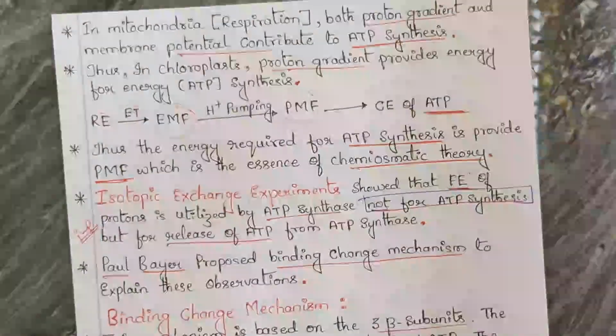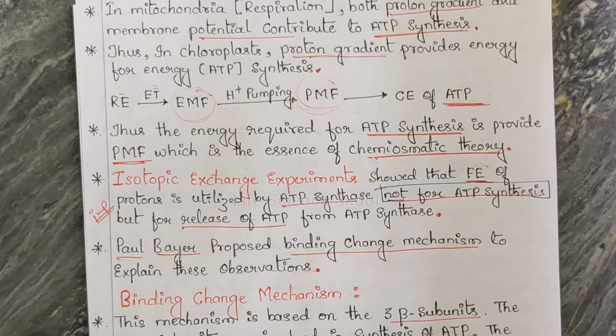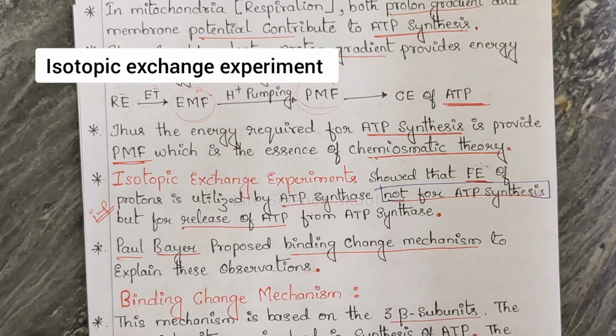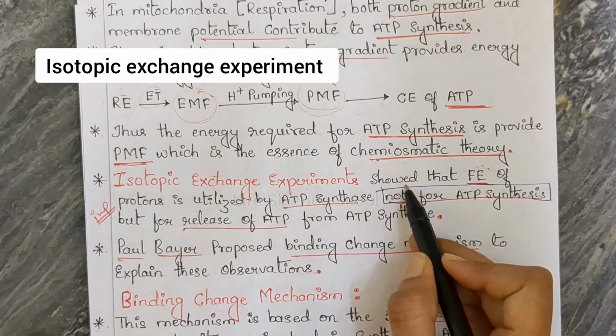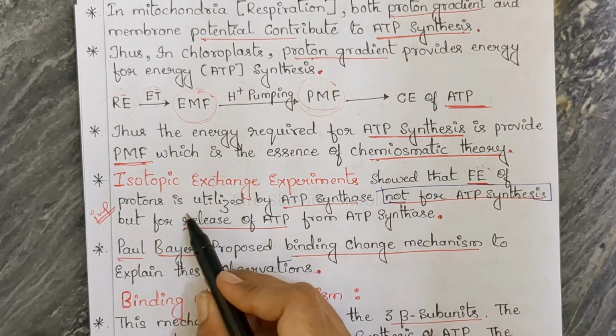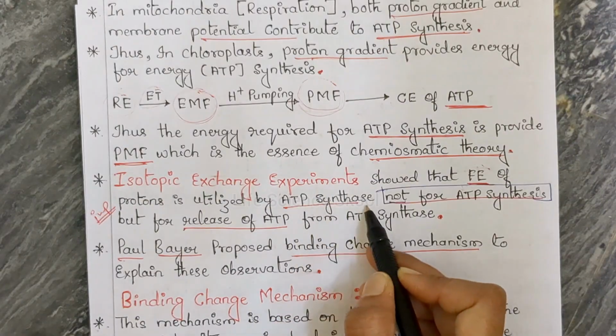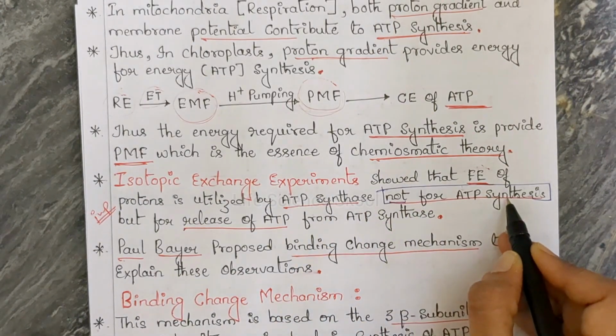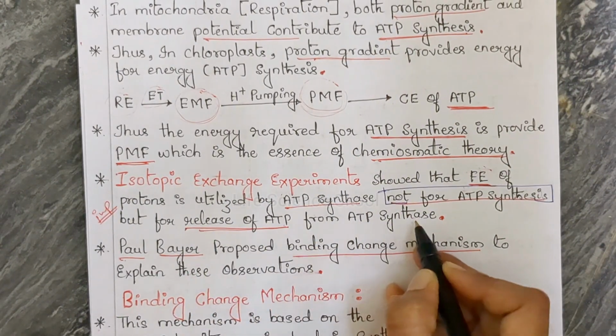Now let us move on to another interesting concept, that is the isotopic exchange experiment. Let us know what this experiment says. This experiment showed that the free energy of protons is utilized by ATP synthase, not for ATP synthesis but for release of ATP from ATP synthase.